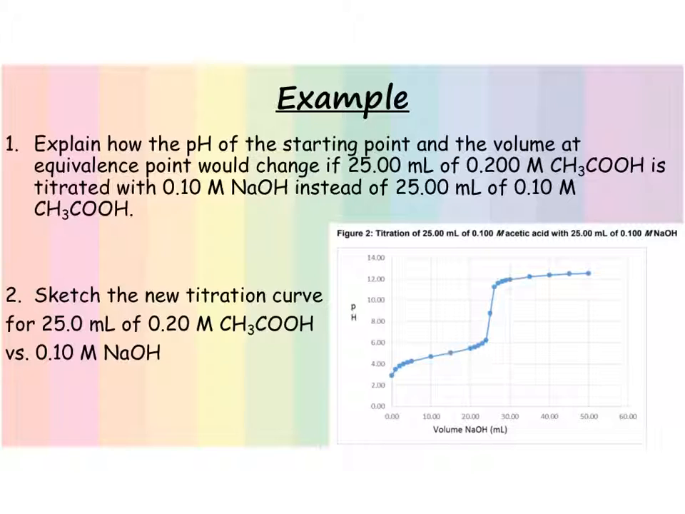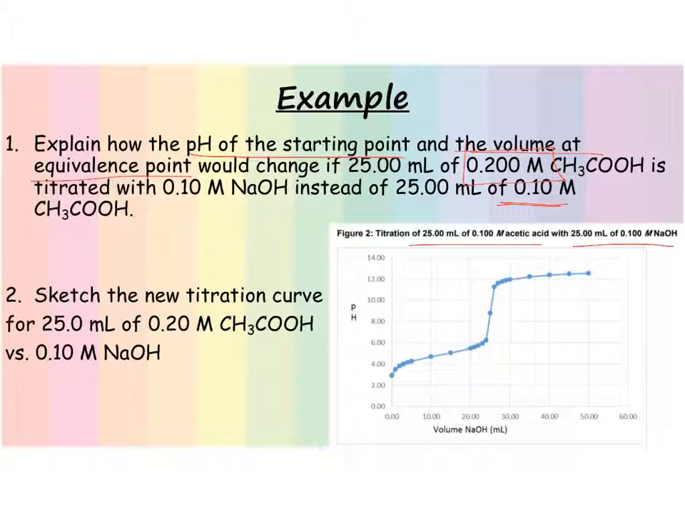Okay, so let's look at this last little example here. So what we're given is a titration curve of 25 mL of 0.1 molar acetic acid reacted with 25 mL of 0.1 NaOH. So the question is, how would the pH at the starting point and the volume at equivalence change if we used 0.2 molar of the acetic acid instead of the 0.1 molar as graphed below?